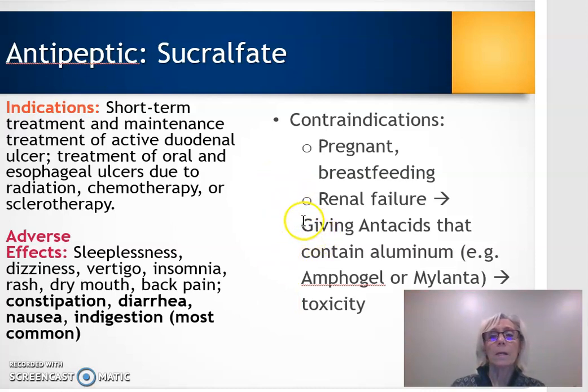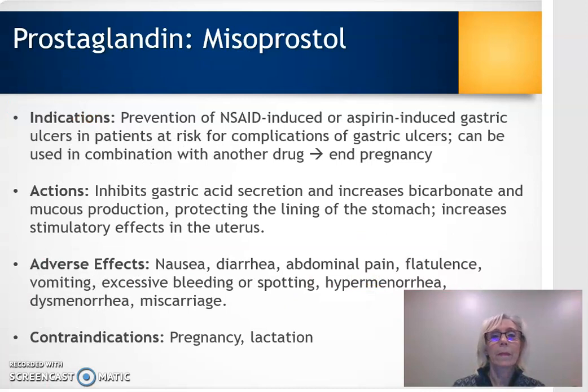Another problem here is that if you give it with antacids that have aluminum in them, it can cause toxicity. So we have to stay away from antacids that have aluminum in them, because this drug is going to prevent the aluminum from being absorbed, and it's going to then stay in the body.